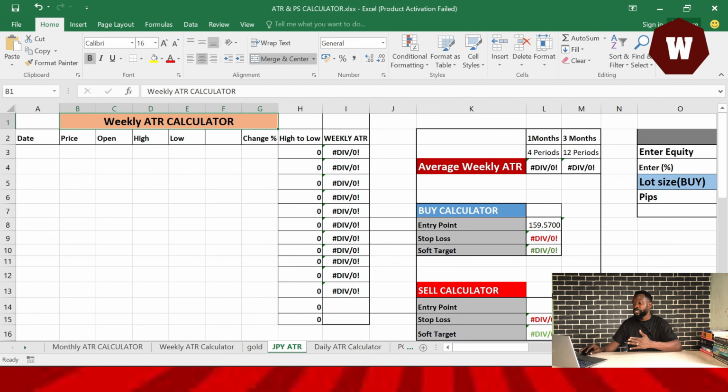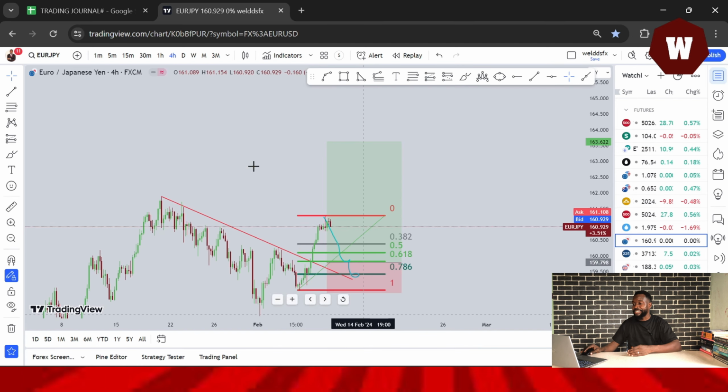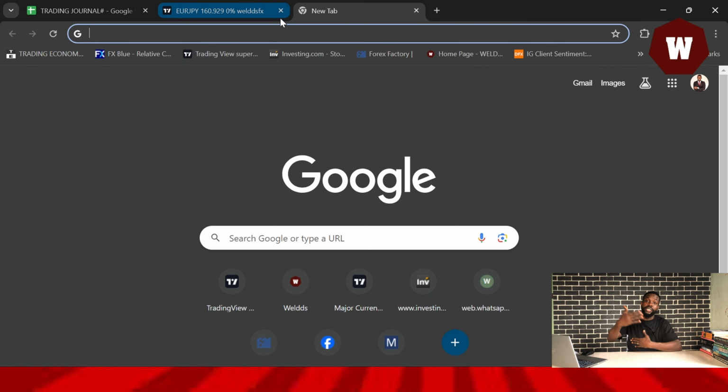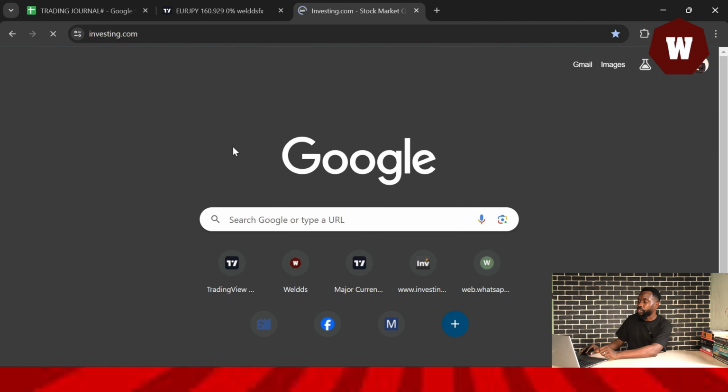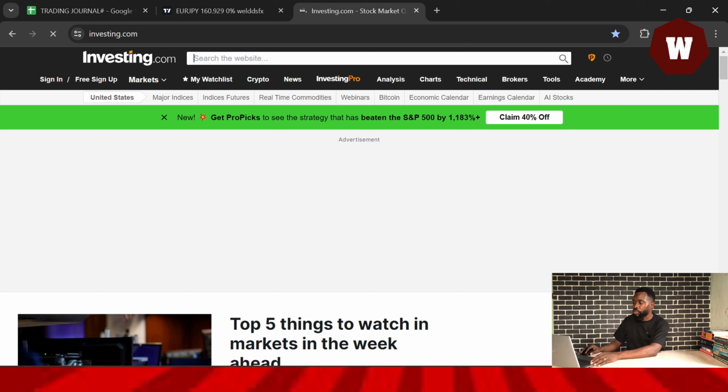So if you want to use this calculator to perform your analysis, the principle is that it calculates how far every currency pair has been moving for the past weeks, past days, past months, and it gives you an opportunity for you to use the movement, the percentage that it moves, for you to set the target in a more professional fashion.